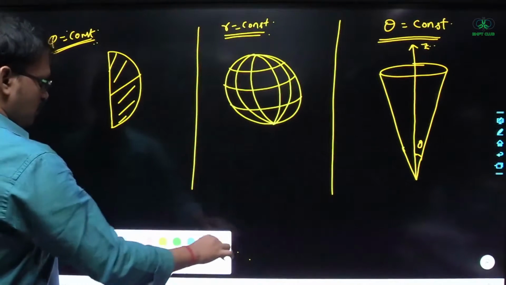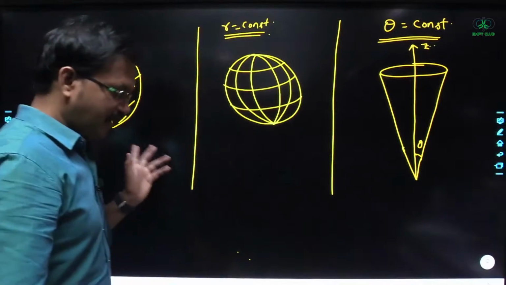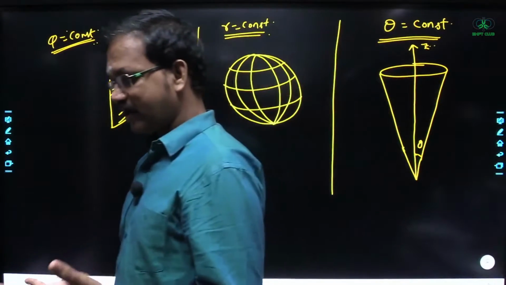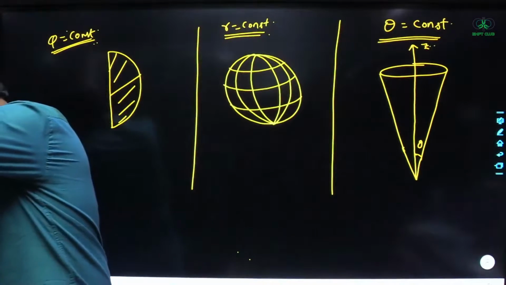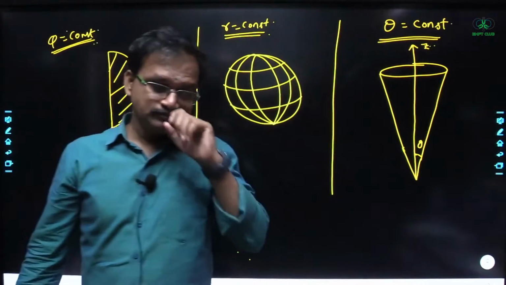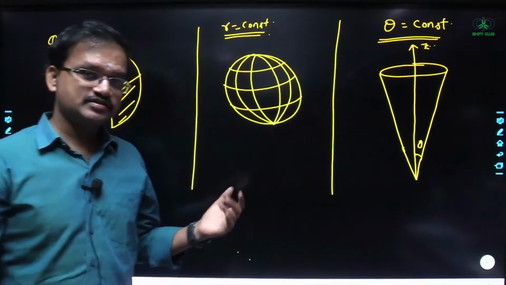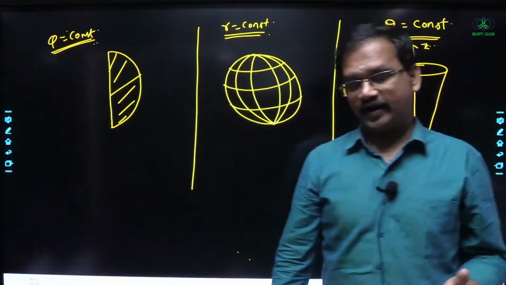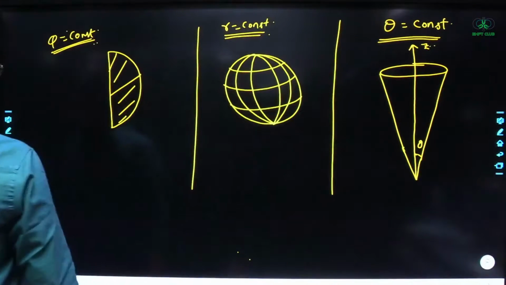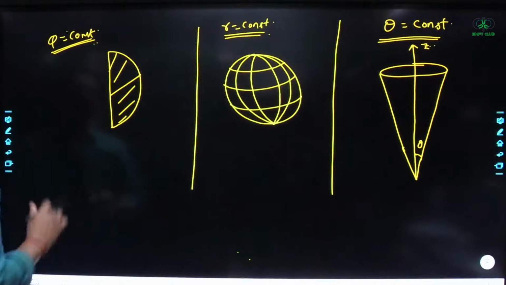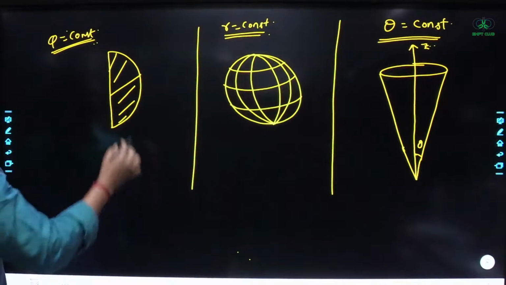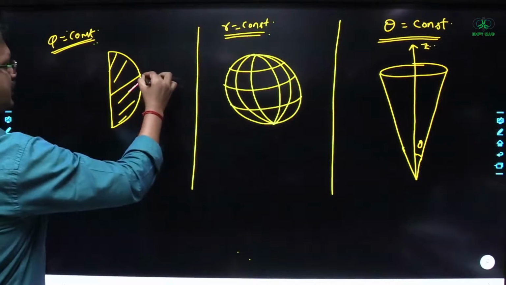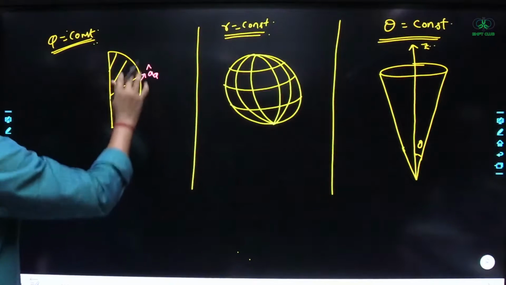I have told that by taking any of these surfaces and extending them in their perpendicular direction, we are going to get the volume. Now let us check that here. This is the phi equal to constant plane. Its direction is in the phi cap direction.